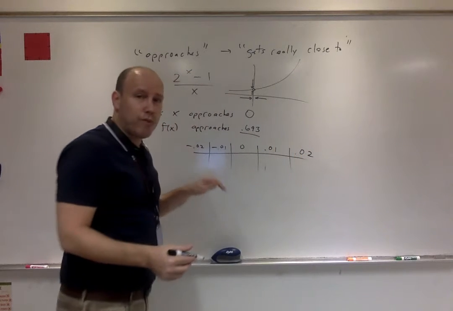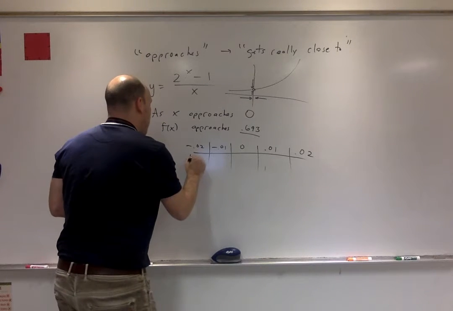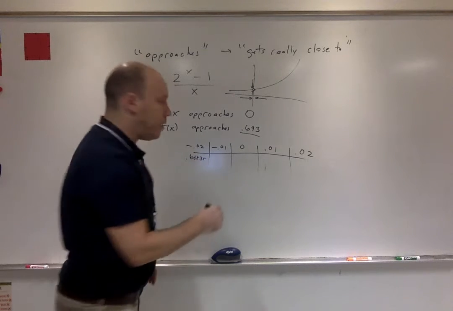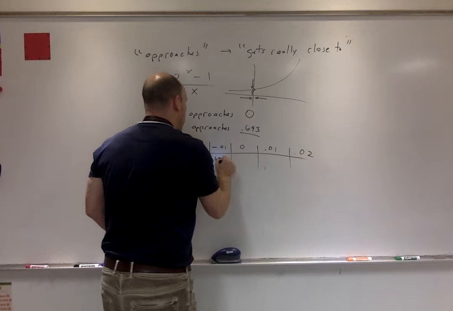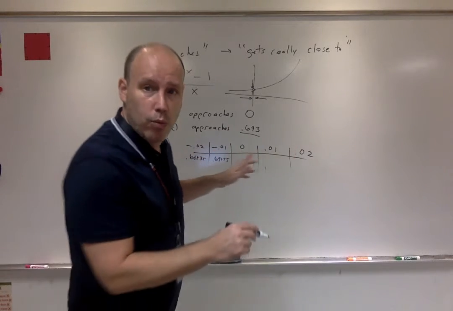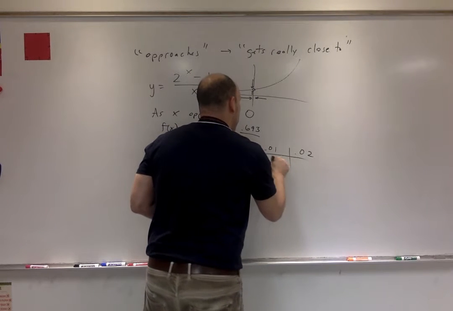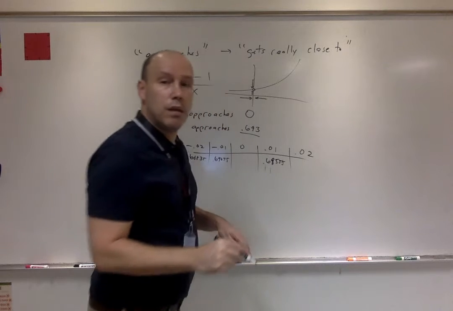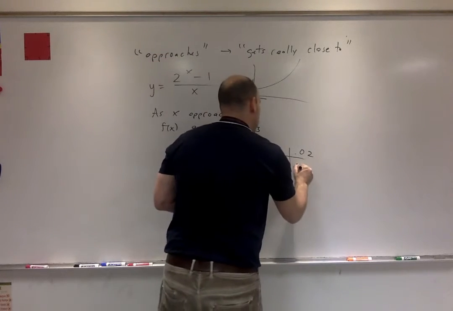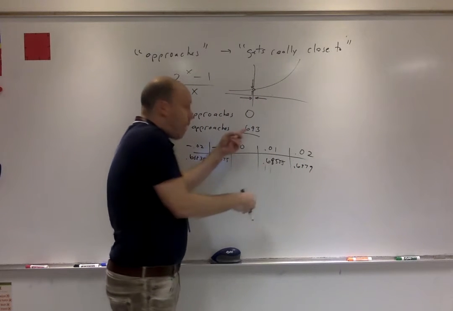Let's start from the left. What's going on from the left? Well, we have 0.68835, and then we have 0.69075. At 0, it's undefined. We don't have a number. At 0.01, we have 0.69555, and at 0.02 or 2/100ths, we have 0.6979.